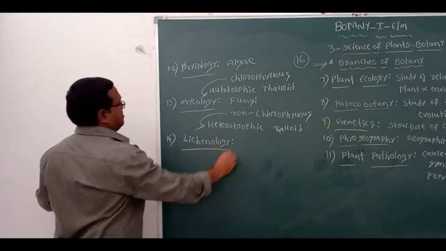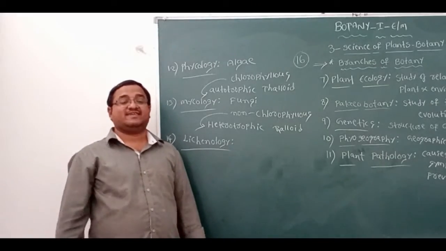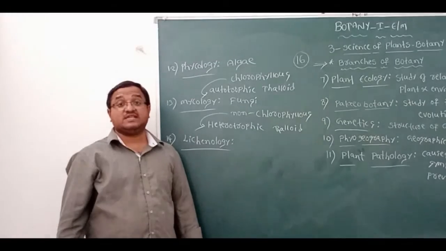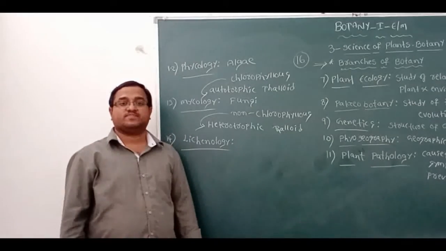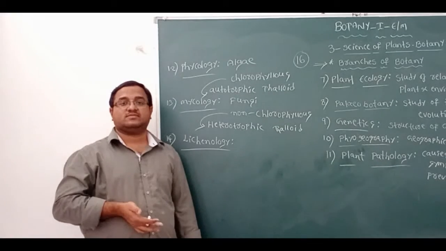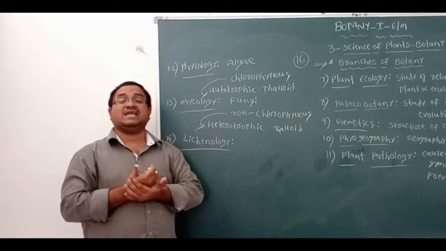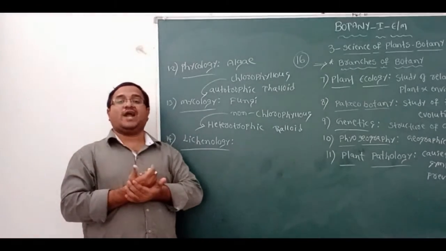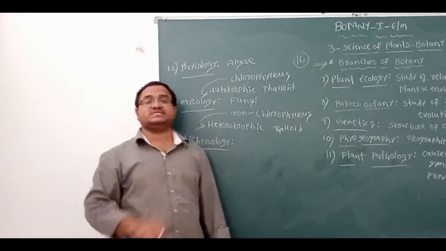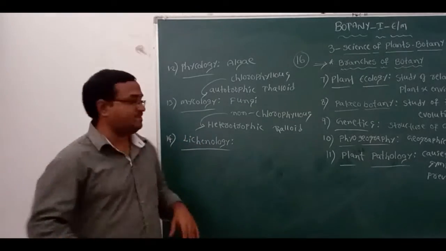Lichenology. What are lichens? Lichens are a special group of plants. In the lichens we can see the combined growth of algae and fungi. Algae and fungi can grow and form a new structure that is called lichens. So in lichens, algae and fungi maintain a symbiotic relationship.